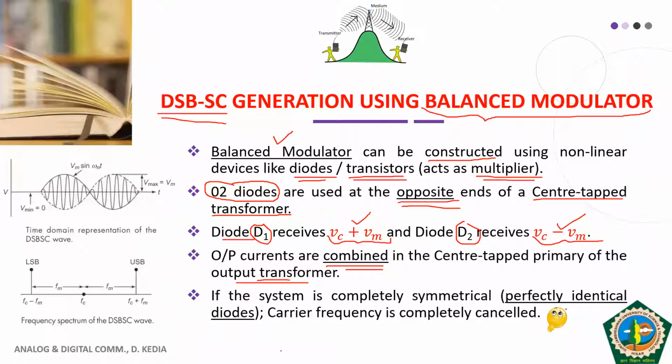Here one thing we need to know is that your system is completely symmetrical. I think you will be able to clarify this last point once we look into the circuit. First, let me show you that circuit, and then we will continue with our discussion on this point. So let me show you the circuit. From this slide, you have to memorize two things. One is that we use two diodes. Those diodes are at the opposite ends of the center tap transformer. Another thing is that these diodes receive VC plus VM and VC minus VM. Let us see.